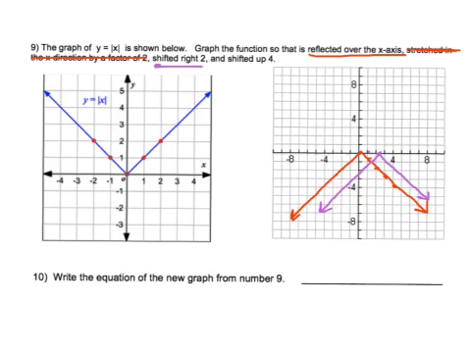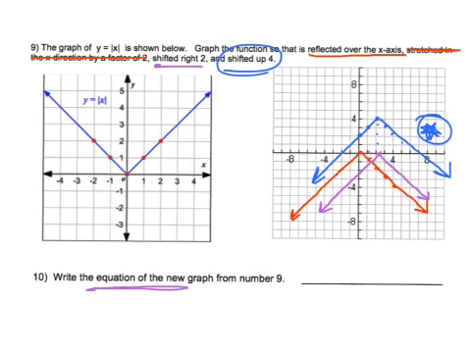There we go. And last but not least, I'm going to go up 4. 1, 2, 3, 4. I'm going to make my V coming off of that dot. And so right there in blue is my perfectly transformed new equation. However, not only do we have to draw the equation, but we also have to write our equation.